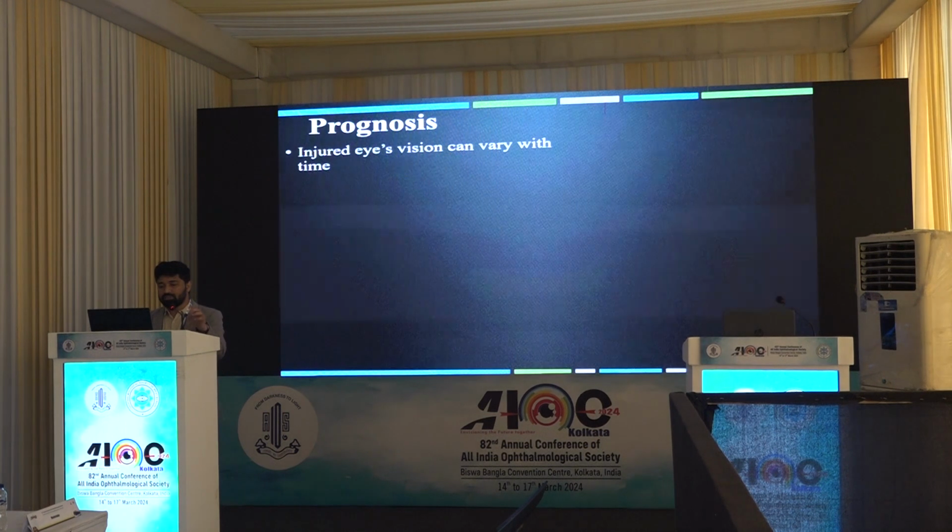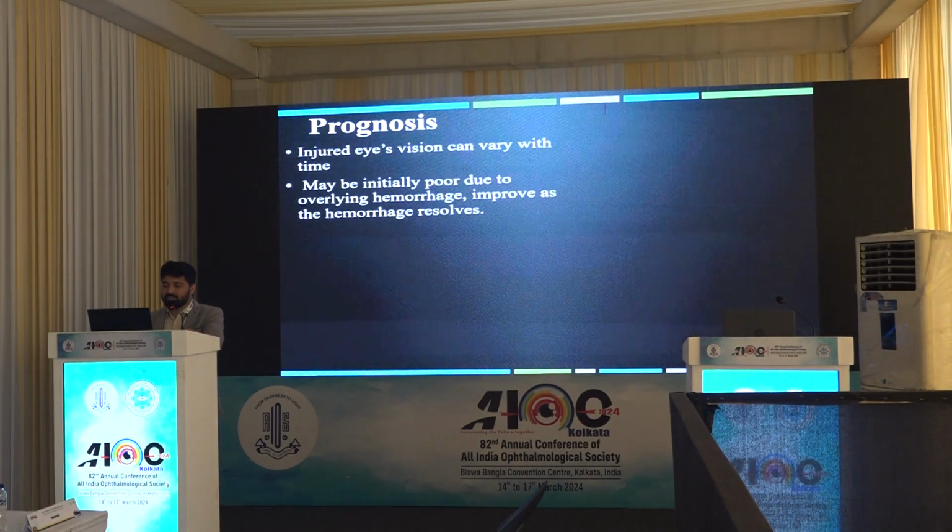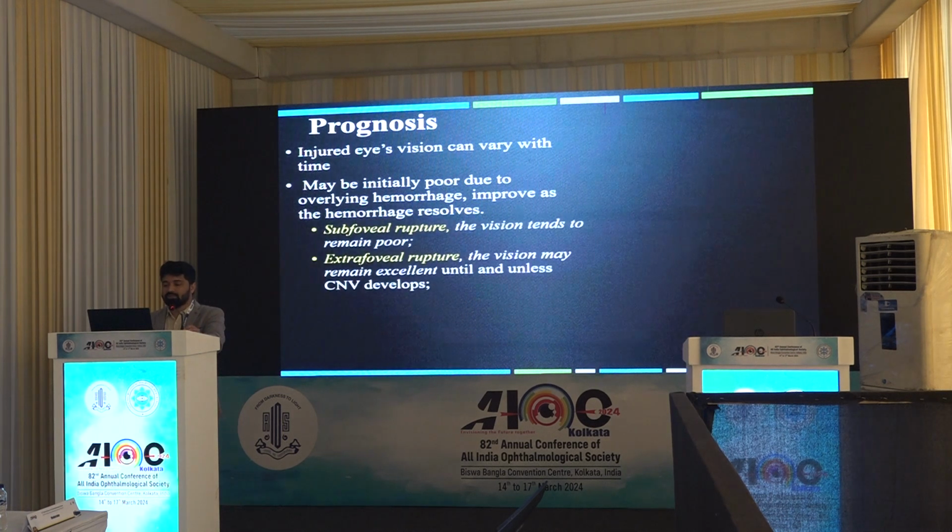So the prognosis of the injured eye can vary. It may initially be poor due to overlying hemorrhage, and improve as the hemorrhage resolves. If it's a subfoveal rupture, obviously vision tends to remain poor. If it's extrafoveal, the patient can maintain 6/6 vision also.